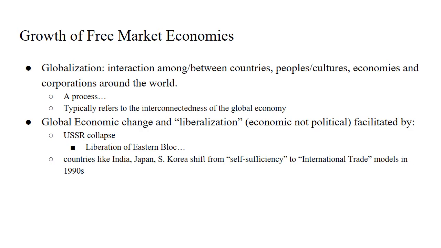Additionally, countries, some of the non-aligned countries like India and then others that were U.S. or Soviet allies that had been pursuing policies of economic self-sufficiency began to relax their restrictions on imports and international trade and to engage in an export-based international trade model to develop their country and economy, starting in the 90s for a lot of these countries.